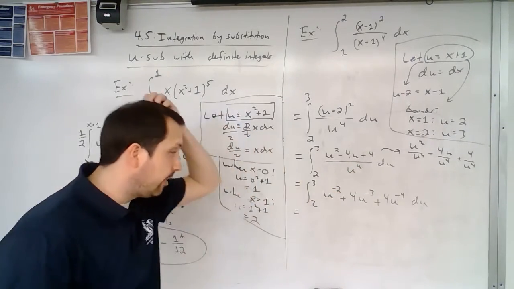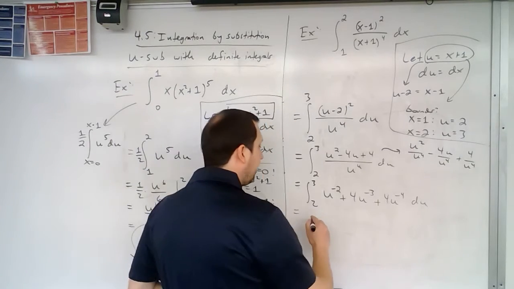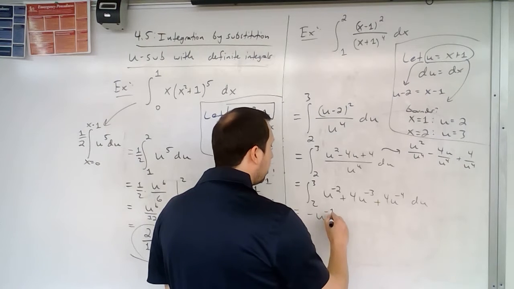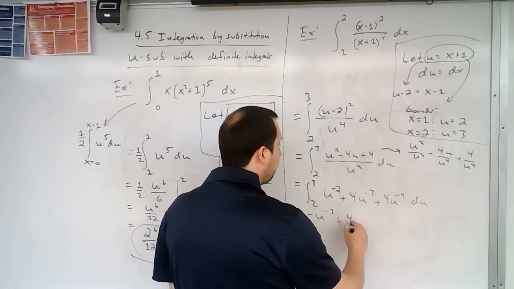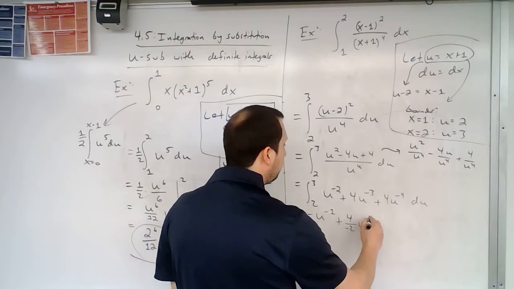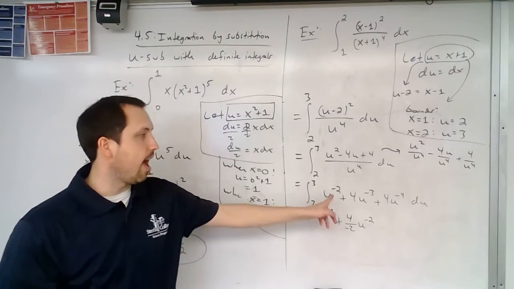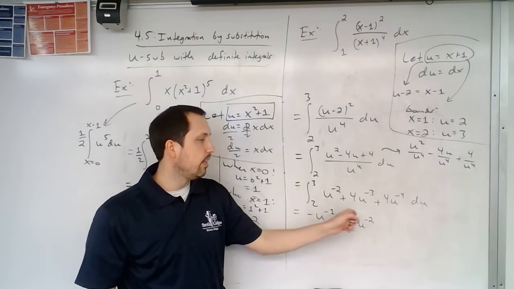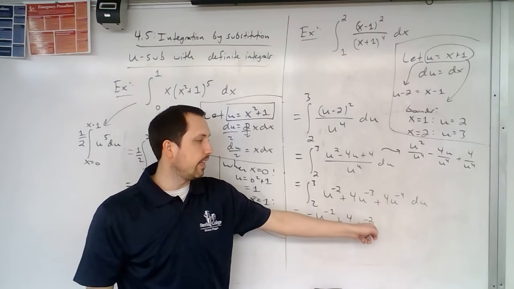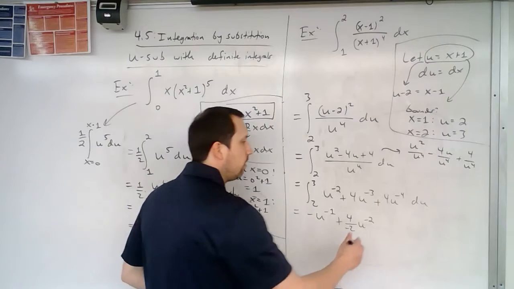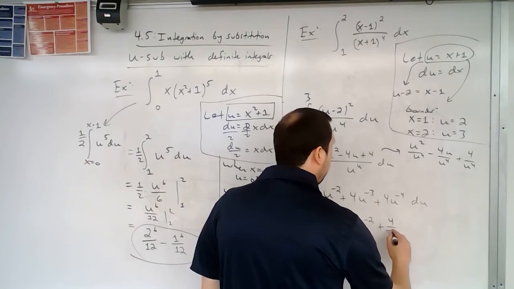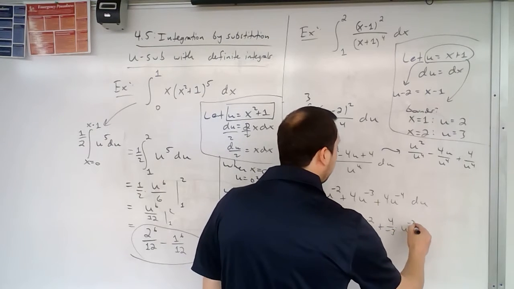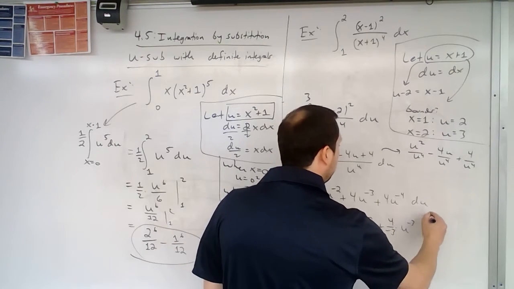Now I integrate each of these by adding 1 to the power and dividing. I get negative u to the negative 1 plus 4 over negative 2 u to the negative 2. So when I add 1 to the power of negative 2, I get negative 1. Divide by negative 1, I get a negative. Add 1 to the power of negative 3, I get negative 2. Divide by the negative 2. And then over here, I have 4 over negative 3, u to the negative 3. And this goes from 2 to 3.